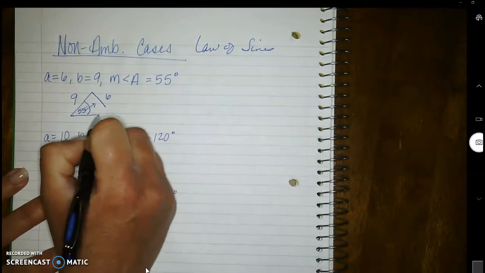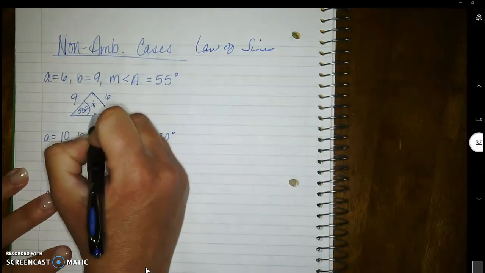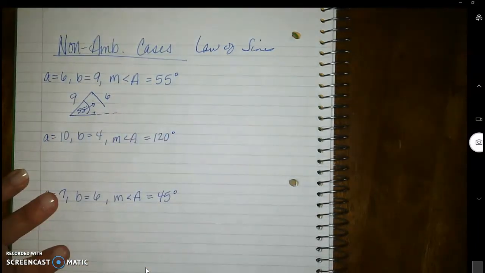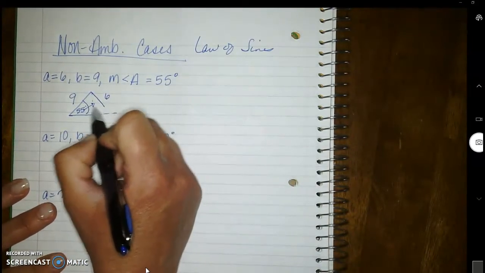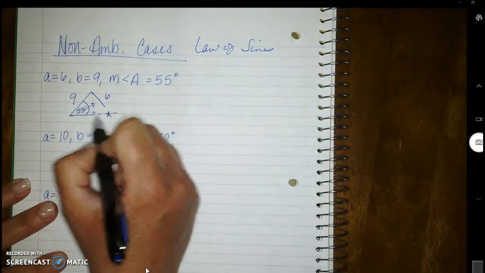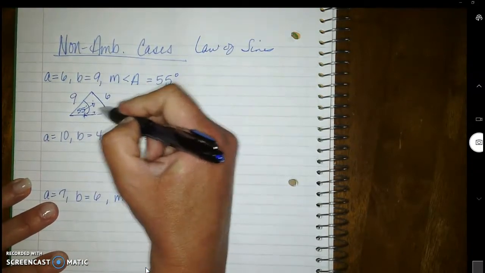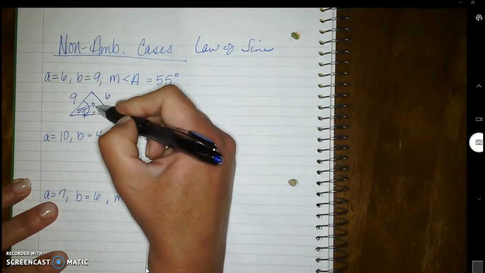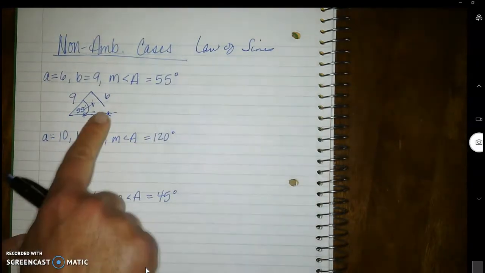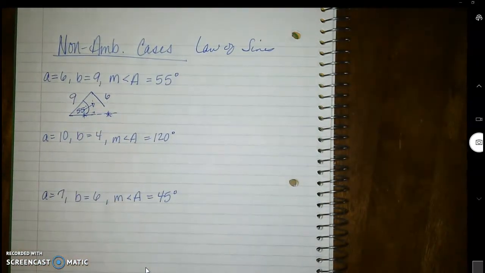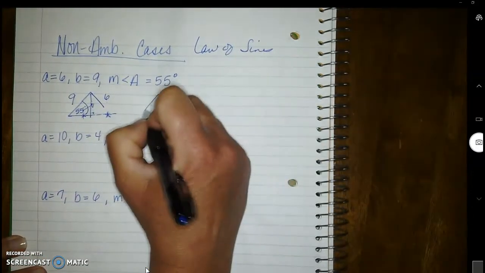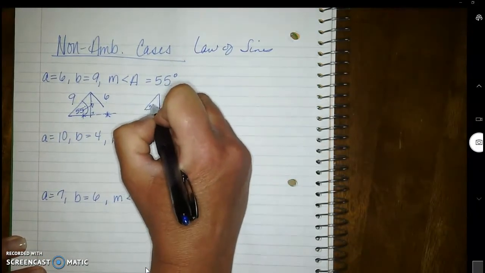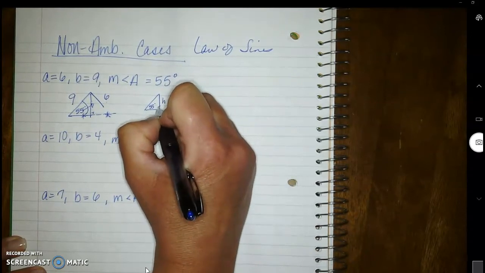Okay, what I need to determine is what the height is of this triangle so that I know, does this hinge around and give me two triangles? Is it way too short and doesn't give me any at all? Or is it super long and it only gives me one particular triangle? So that's what we're trying to figure out. So we're going to go find the height of this triangle. So I'm just going to pull this apart. I'm trying to find this height.